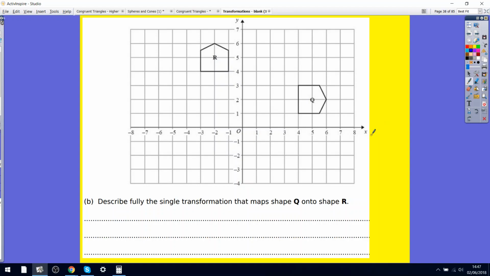So this one I can't do without the tracing paper. You would use tracing paper for this. But any idea what type of... There's two things you could say about it. What type of rotation has happened? Any idea what has happened to Q to map it onto R? Like, how has it rotated?